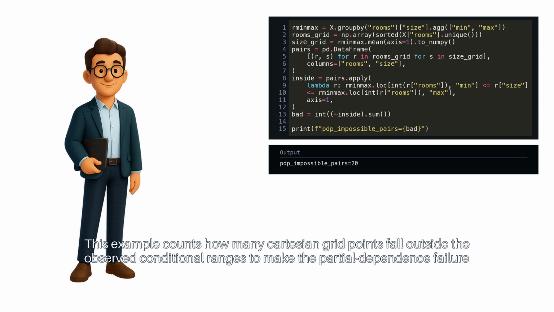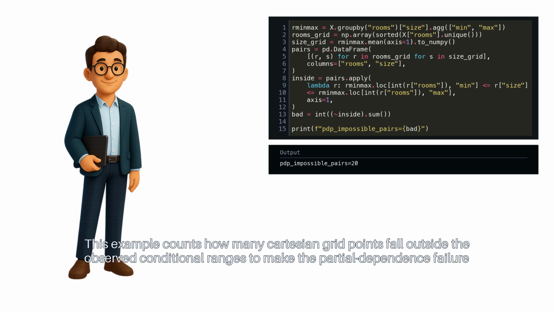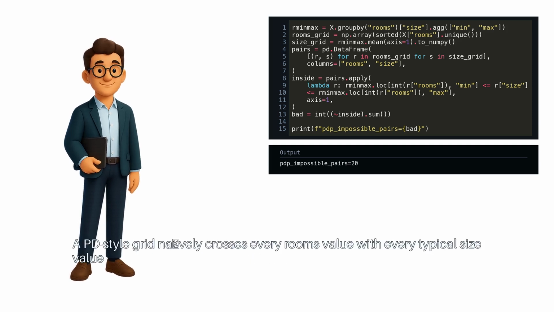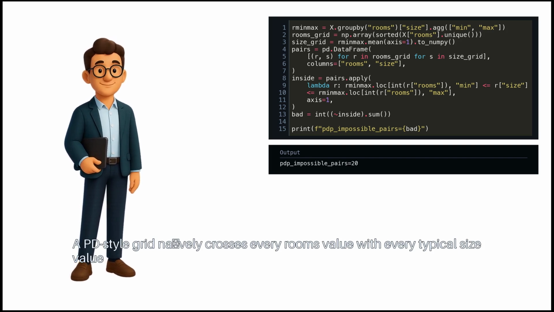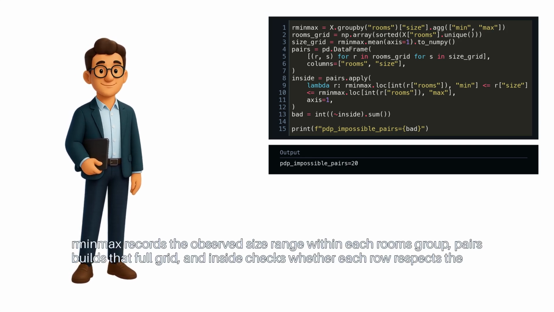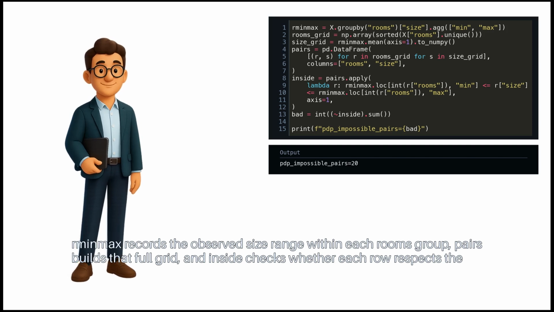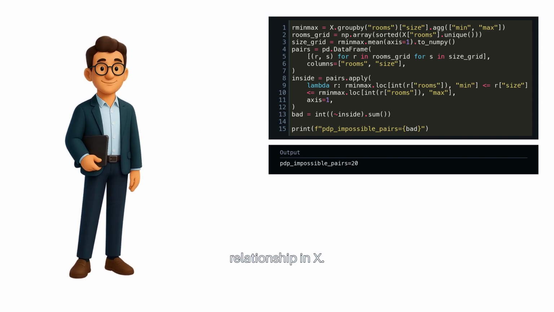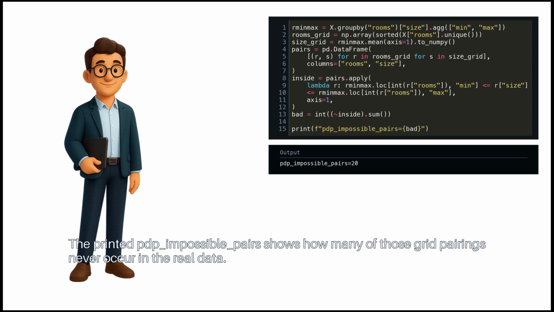Next, we test how many hypothetical grid points fall outside the real conditional ranges, so we can see the failure mode. This example counts how many Cartesian grid points fall outside the observed conditional ranges to make the partial dependence failure concrete. A PD-style grid naively crosses every rooms value with every typical size value. Our min-max records the observed size range within each rooms group. Pairs builds that full grid, and inside checks whether each row respects the relationship in X. The printed PDP impossible pairs shows how many of those grid pairings never occur in the real data.